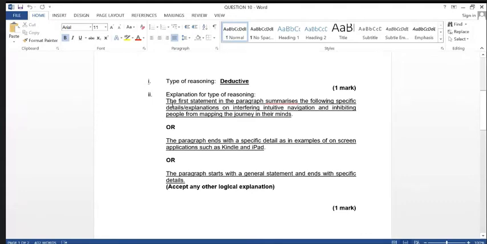Kenapa? Alright, tengok ya. The first explanation. The first statement in the paragraph summarizes the following specific details and explanation on interfering intuitive navigation and inhibiting blah blah.